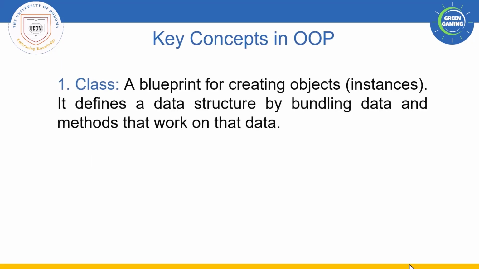So what are the key concepts in object-oriented programming? In the object-oriented paradigm, the most important key concept is a class. So what is a class? A class is a blueprint for creating objects, or we can say classes are blueprints from which objects are created. It defines a data structure by bundling data with methods that work on that data. We can think of it like a map, a blueprint from which we can create a real thing. That is what we call a class.